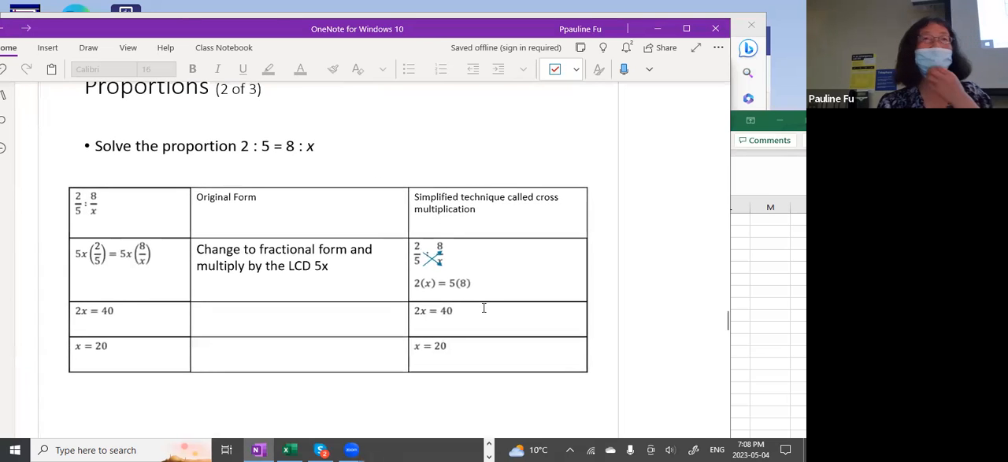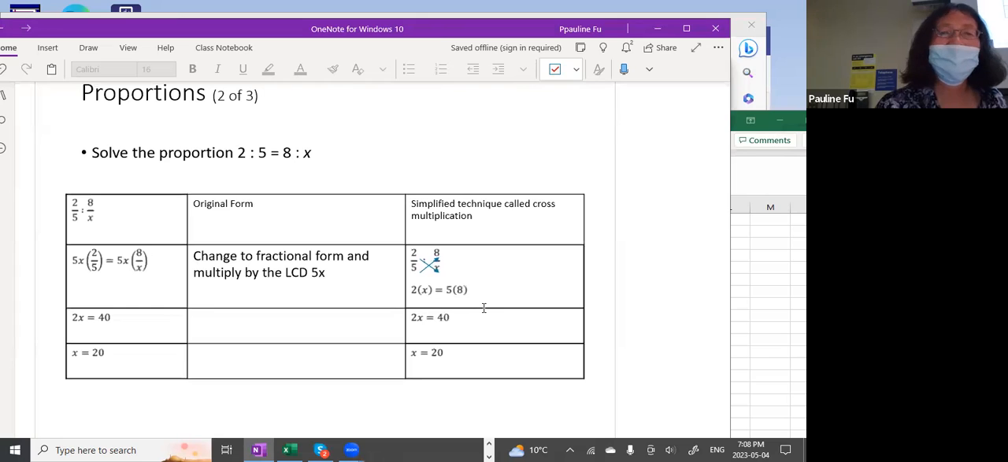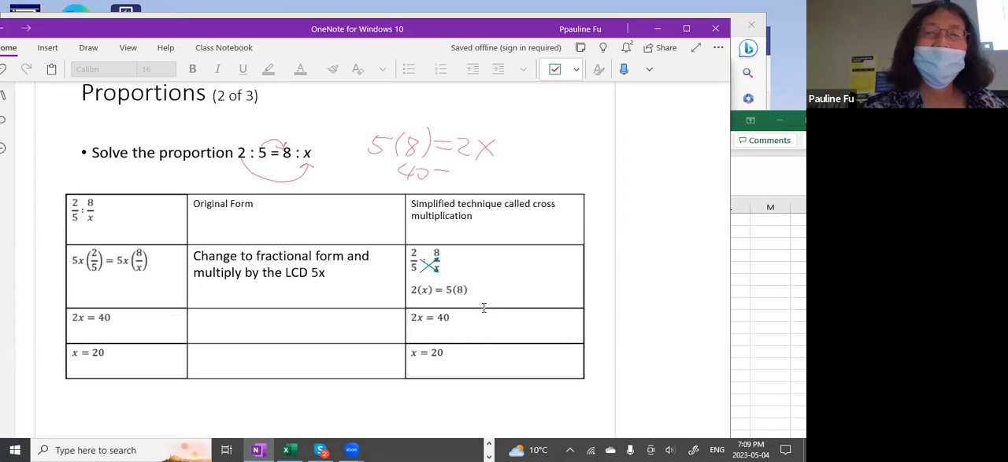So now let's solve a proportion problem. If you have 2 to 5 equal to 8 to x, the question is, what is x? There are many ways to do it. Usually, people will do inner part: 5 times 8 equal to 2 times x. So 5 times 8 equal to 2 times x. 40 equal to 2x. So x is 20. Right? This is one way to do it.